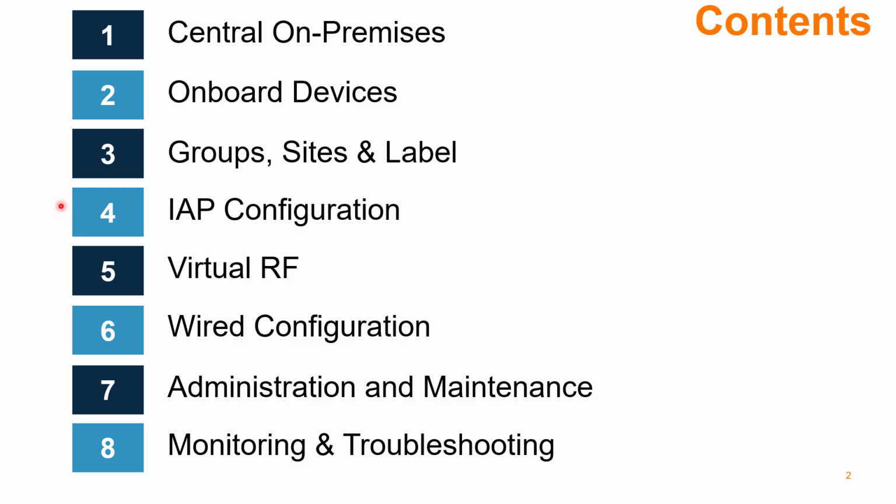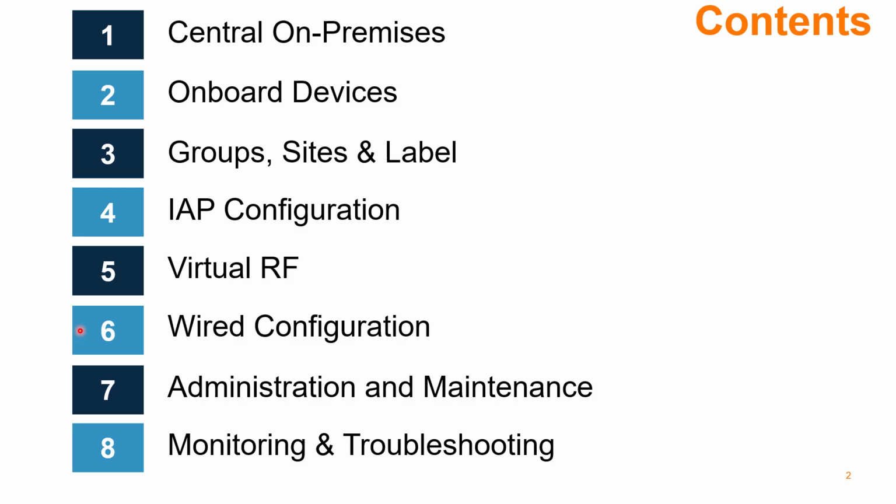I will not show you how to install it, but I'll show you how to look into the command line as well. And you can perform some maintenance, resetting the Central On-Prem from a command line. Visual RF, which is like heat map stuff. We look at wired configuration. Now it's possible to push configuration from Central On-Prem into devices, be that switches or APs.